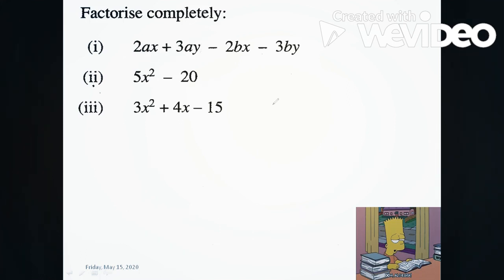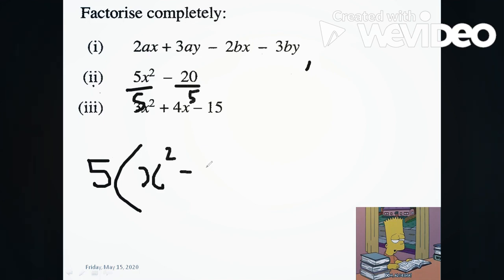All right, let's look at the second one. Well, 5 is not a square number and 20 is not a square number, so it's not a difference of 2 squares at a glance. So we're going to factorize using the distributive law. We recognize that 5 is the only factor. 5 into 5x squared gives us x squared. 5 into 20 will give us 4.